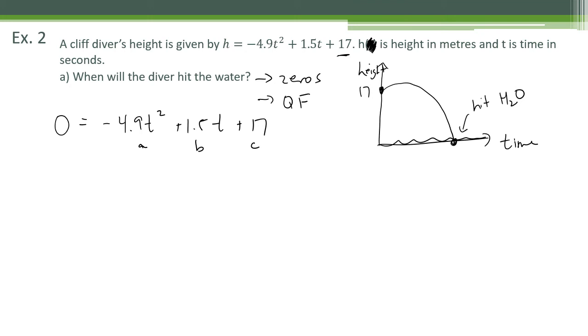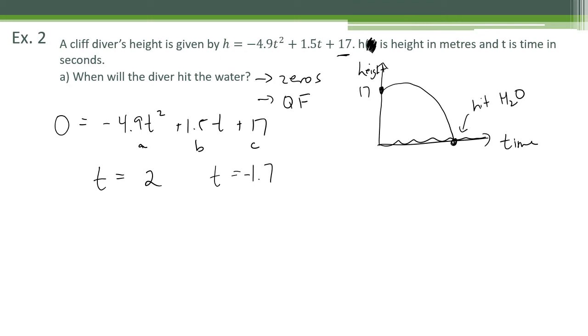Welcome back. Hopefully when you did this, you got t equals 2 and t equals negative 1.7. Raise your hand if you got that. Awesome. Great work. Give yourself a high five.